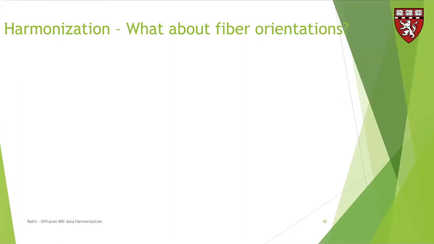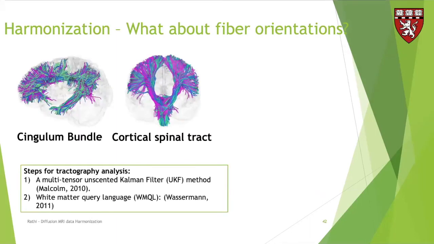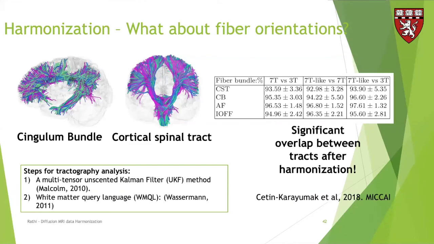So then the question is, okay, we looked at FA and mean diffusivity. What about fiber orientations? As I talked about earlier, are they changed when we do this harmonization? So we looked at several different fiber bundles. A couple of them are shown here: the cingulum bundle and the corticospinal tract. What we see is that there is a significant overlap between the fiber bundles. We tested 4 or 5 of them, and you see about 95% or more overlap between the tracks, which is encouraging.